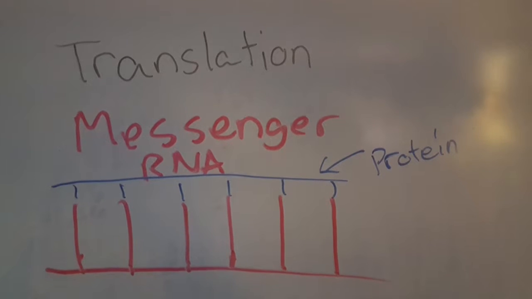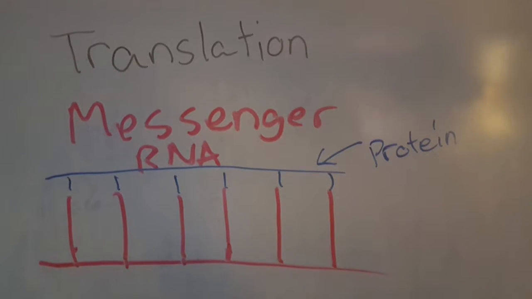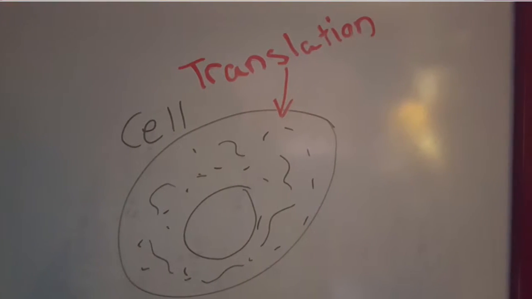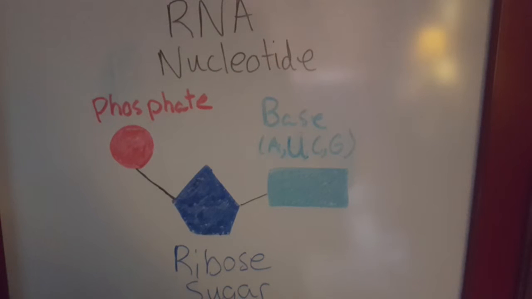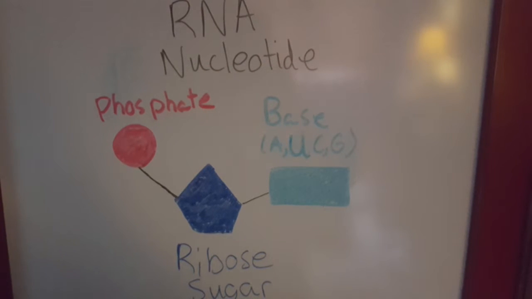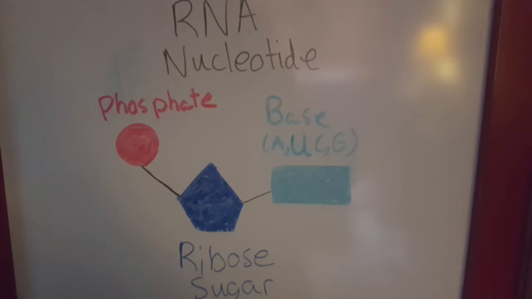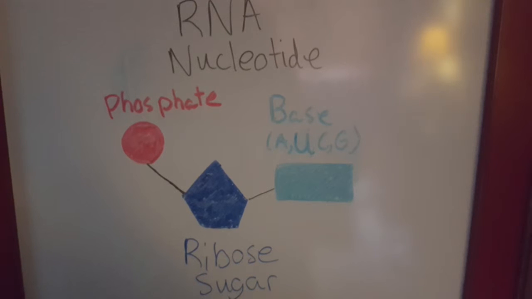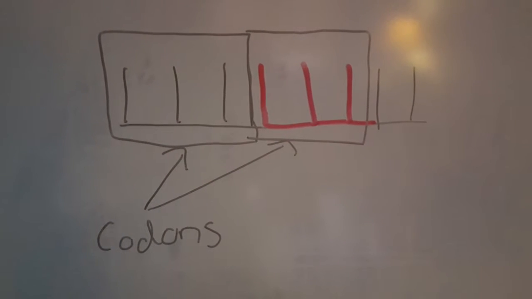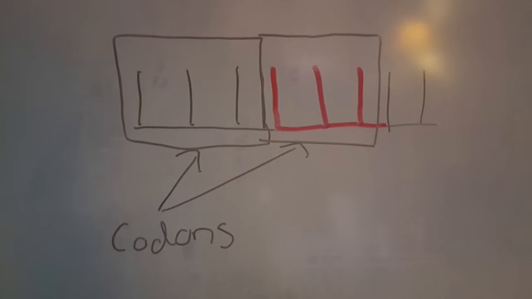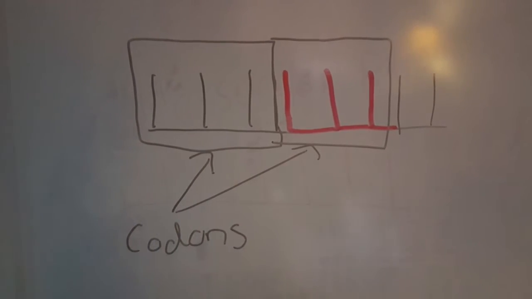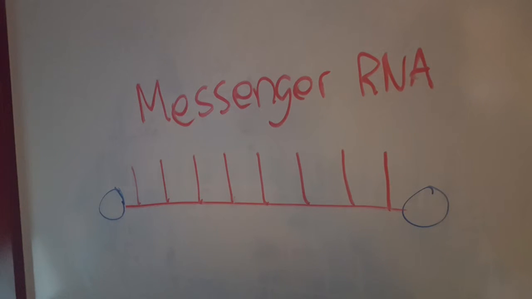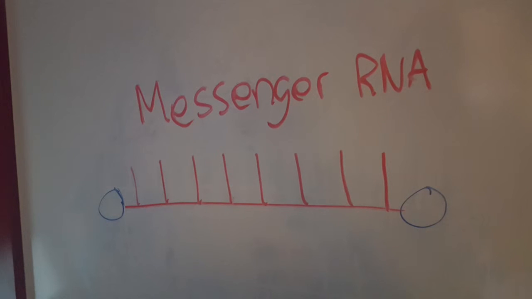Translation is the process of using messenger RNA as a template to make proteins. Translation occurs in the cytoplasm. RNA nucleotides make up RNA, and they are made of a phosphate group, a ribose sugar, and a nitrogen-containing base that is either adenine, uracil, guanine, or cytosine. A codon is any sequence of bases made of 3 nucleotides and can have multiple different purposes. Messenger RNA is the copy of a DNA strand made in transcription and is used as a template to make proteins in translation.